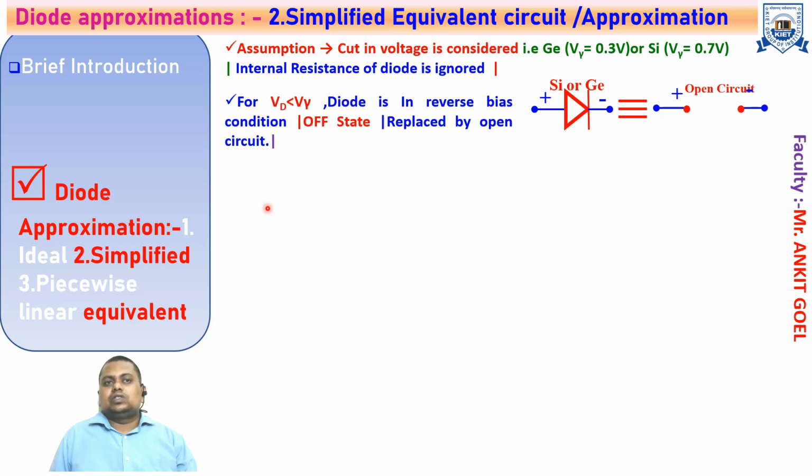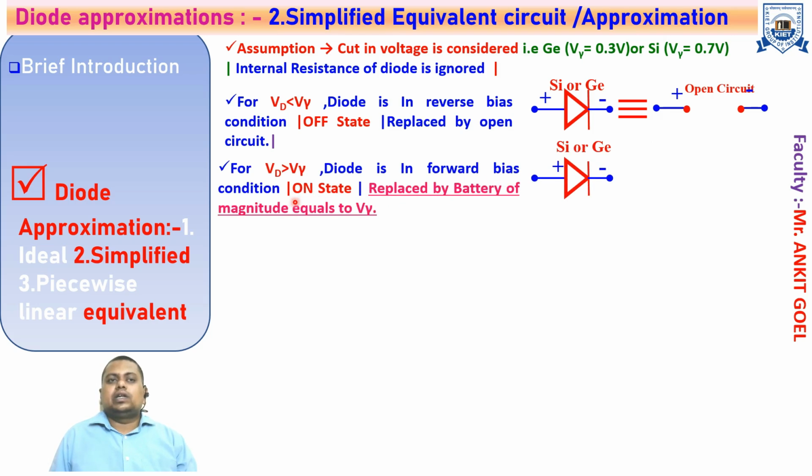But when the voltage across the diode is equal to or greater than the cut-in voltage, the diode is said to be operating in the forward bias condition. So we say the diode is in the on state, and we will replace it by a battery of magnitude equal to the cut-in voltage. So mind the polarity: the P side is positive, the N side is negative, and this polarity shows that the barrier potential in the PN junction diode opposes the flow of the majority carriers. Similarly, the polarity of the battery says that it will oppose the input current, right?